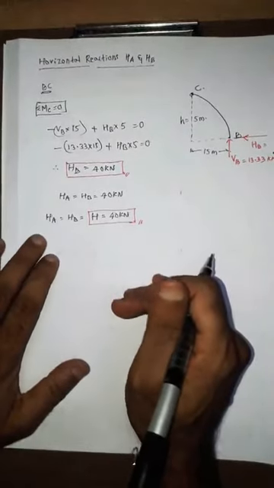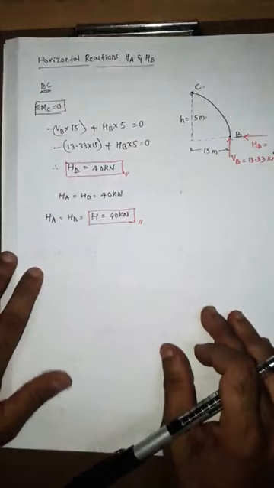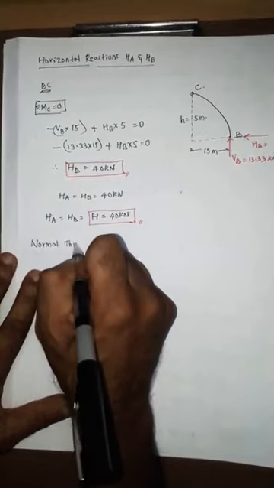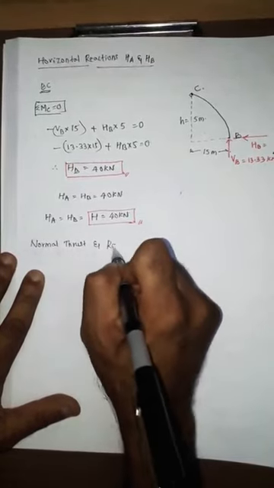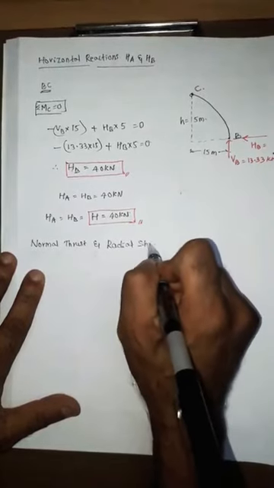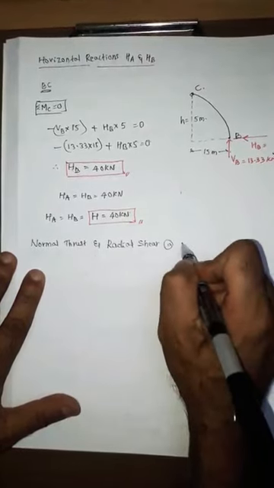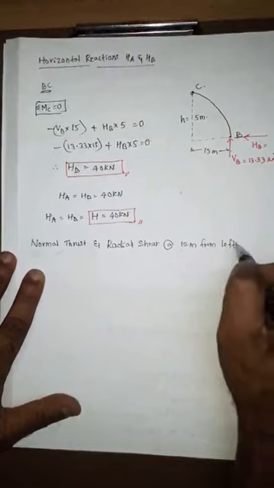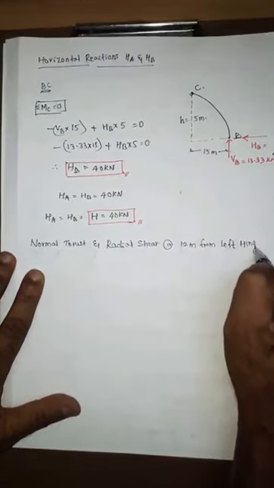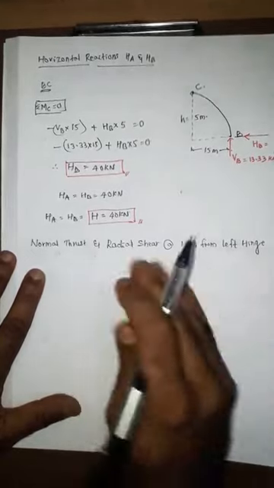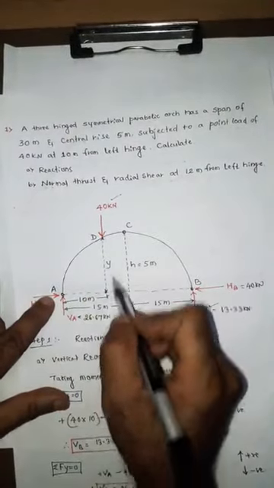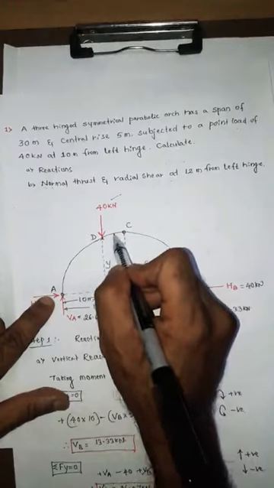After finding the horizontal and vertical reactions, the next step is what they've asked here: find the normal thrust and radial shear at 12 meter from the left support, or left hinge. They have asked from the left hinge, at a distance of 12 meter, what is the normal thrust and radial shear.